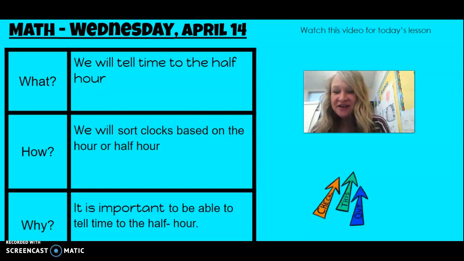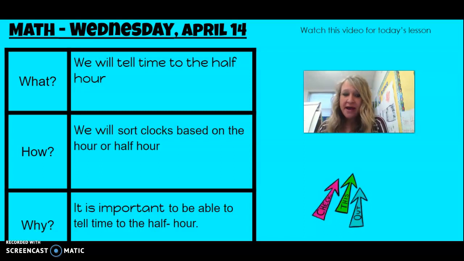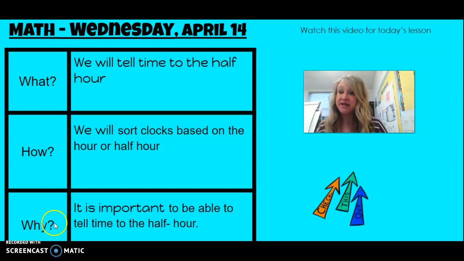Happy Wednesday, first grade. Today we get to tell time to the hour. How will we do this? We will sort clocks based on the hour or the half hour. Why? Because it's important to be able to tell time to the half hour.